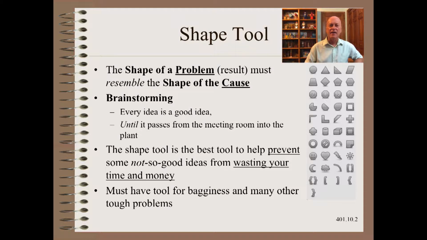Yes, maybe science or statistics might screen some bad ideas, but in the real world, our problems are often beyond the reach of science or statistics, or they may not offer ironclad conclusions. However, the Shape tool can be used in almost any case where shapes are known. It is a must-have, number one, go-to tool for bagginess, as we will see shortly, as well as many other truly tough problems.